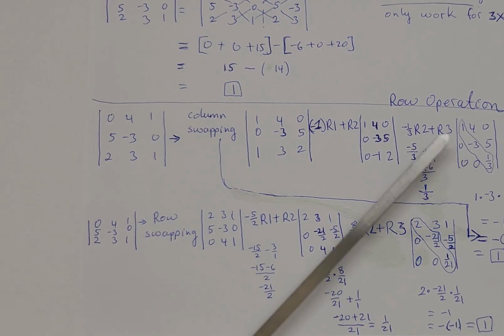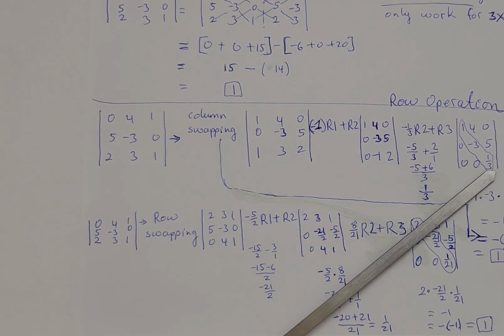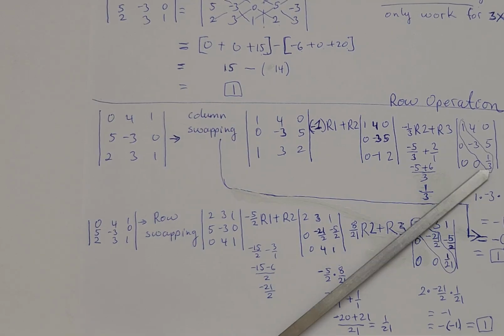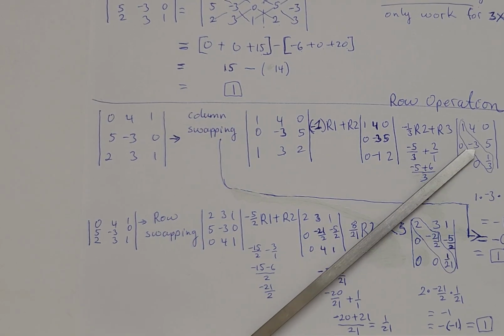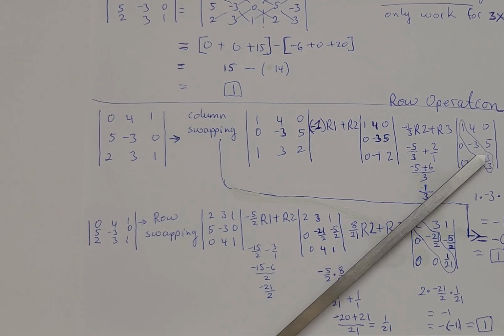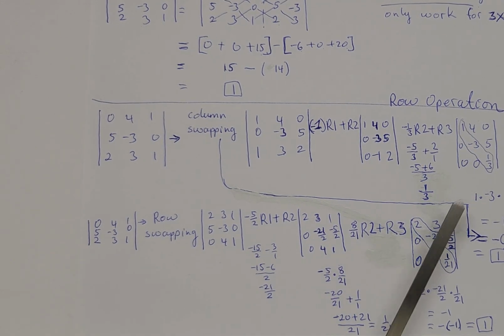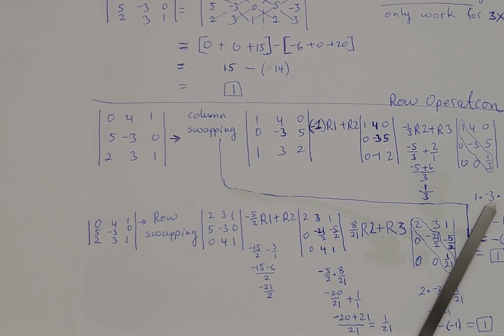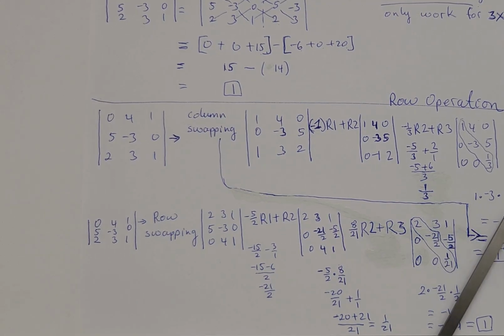Since these three are 0, just multiply the diagonal, which gives me 1, negative 3, times 1/3. So 1 times negative 3 gives me negative 3. Negative 3 divided by 3 gives me negative 1. However, we have a rule in row operations. So this is the rule right here.